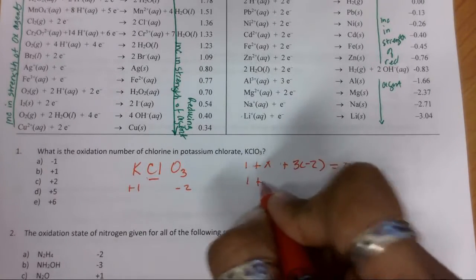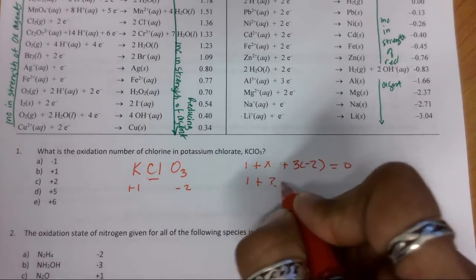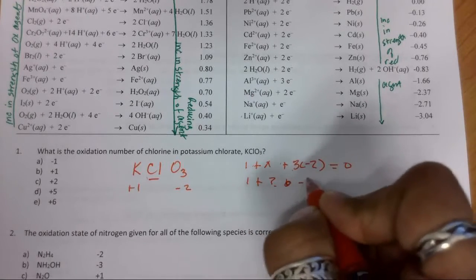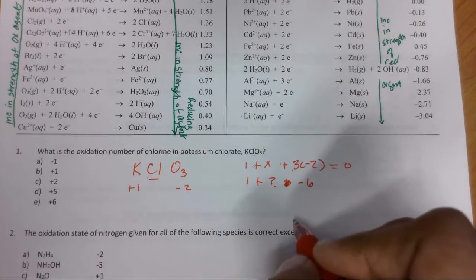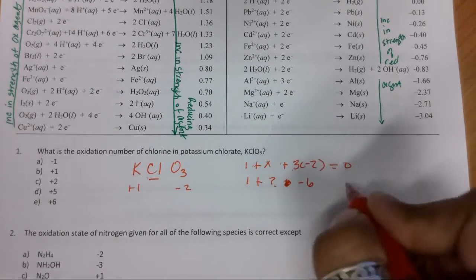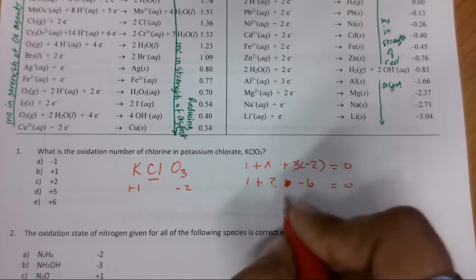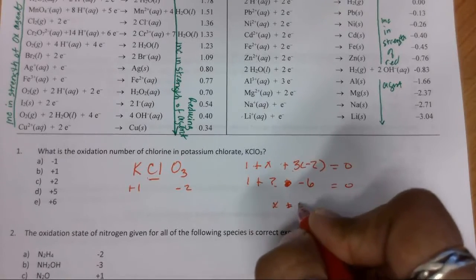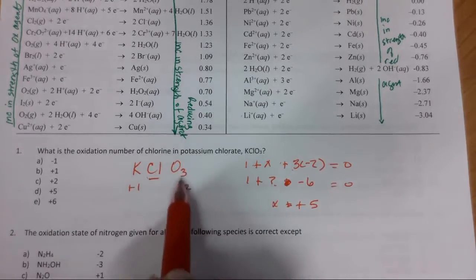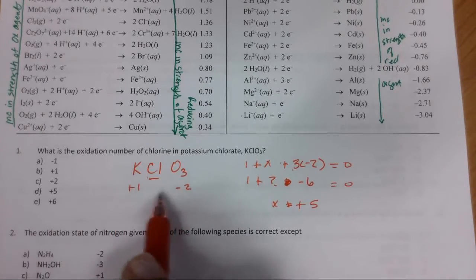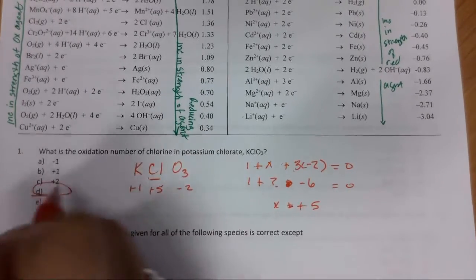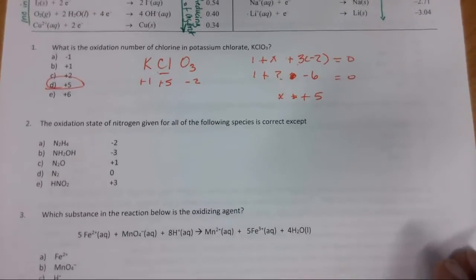So if this is 1 plus, we don't know, trying to figure that out. What is this guy? It's going to be negative 6, right? Change that to negative 6, okay? And so that's equal to 0. So what does that make x? It means x is equal to plus 5, right? Because if this is negative 6 plus 1, that's going to give us a negative 5. And I need something to offset that negative 5. So that's going to be a plus 5. Okay, so my answer is D, plus 5.